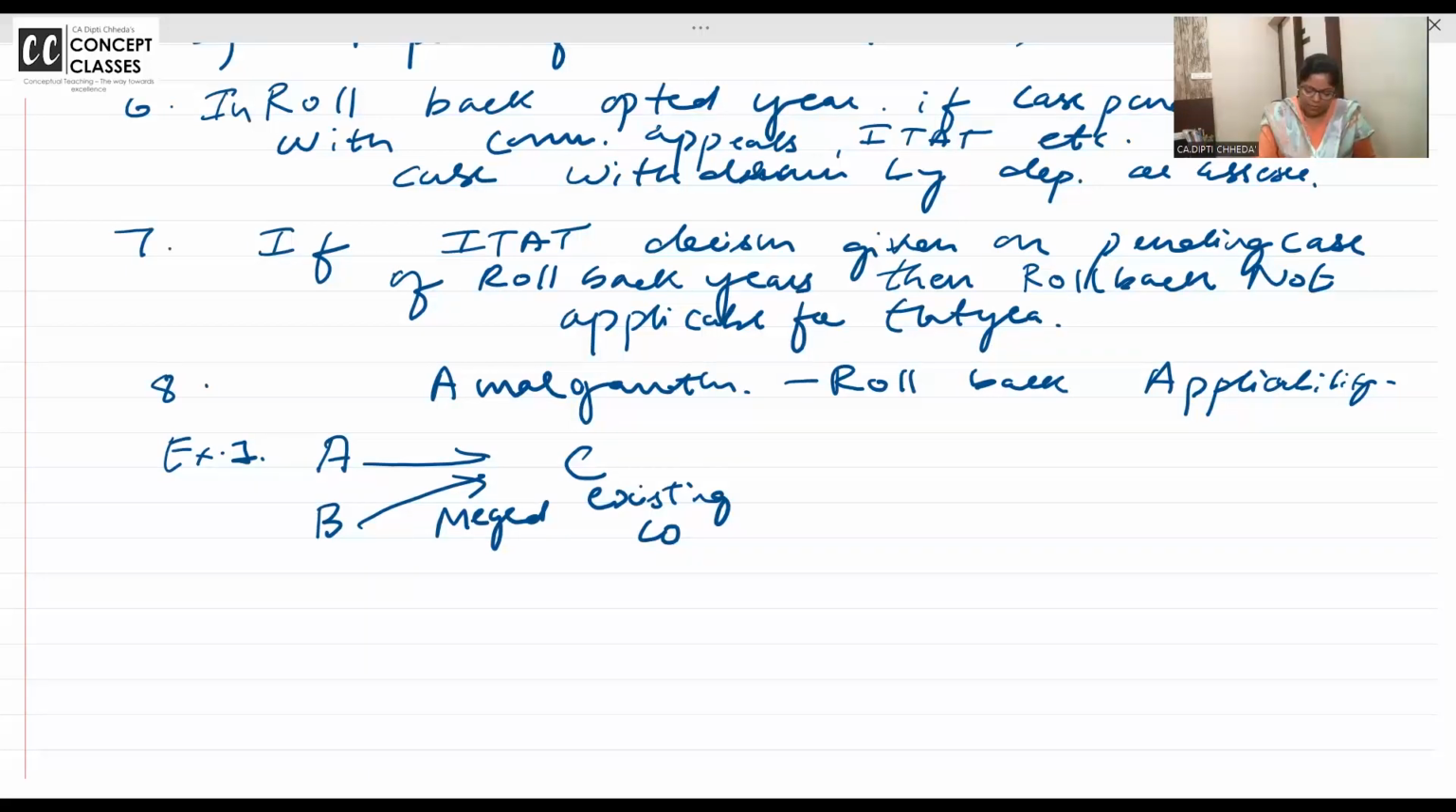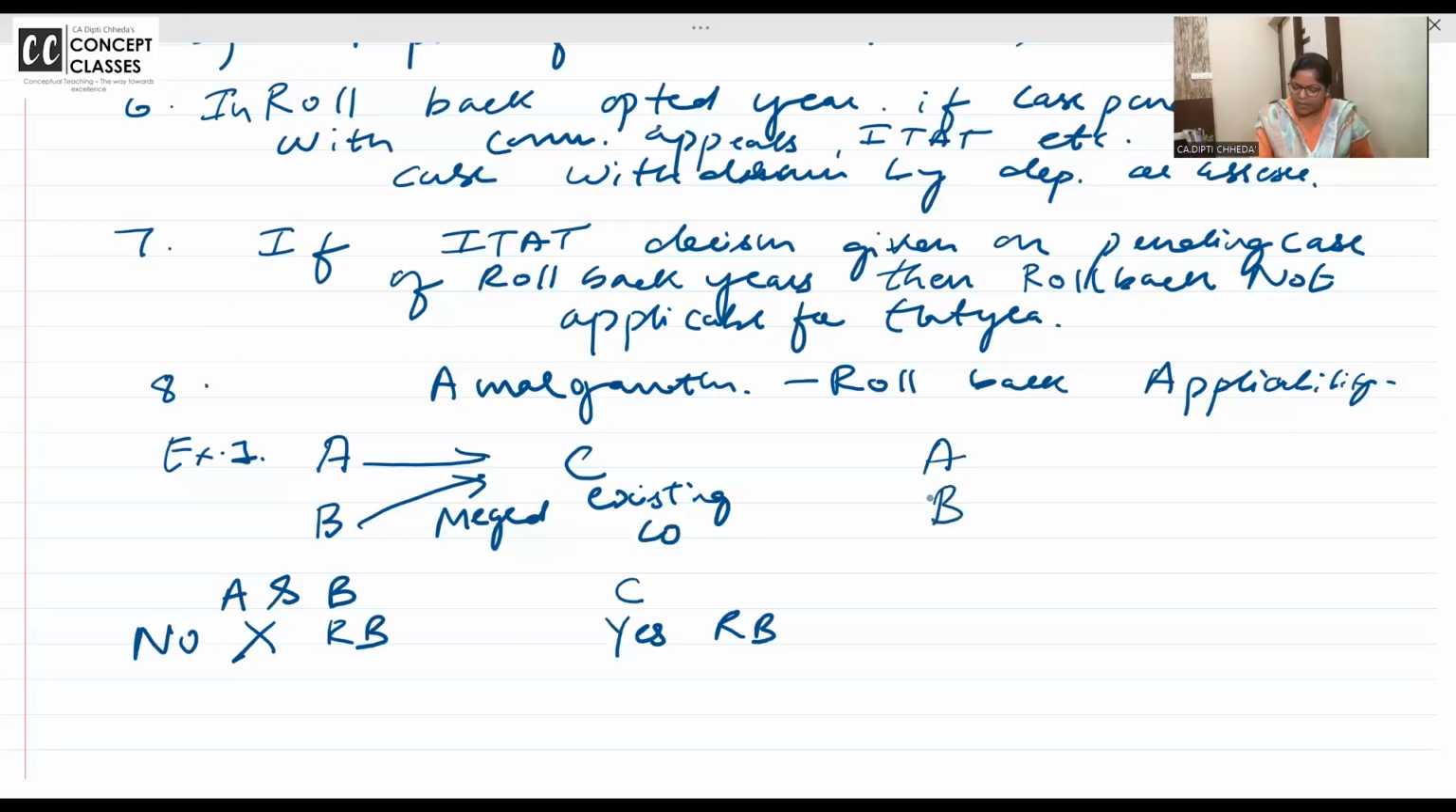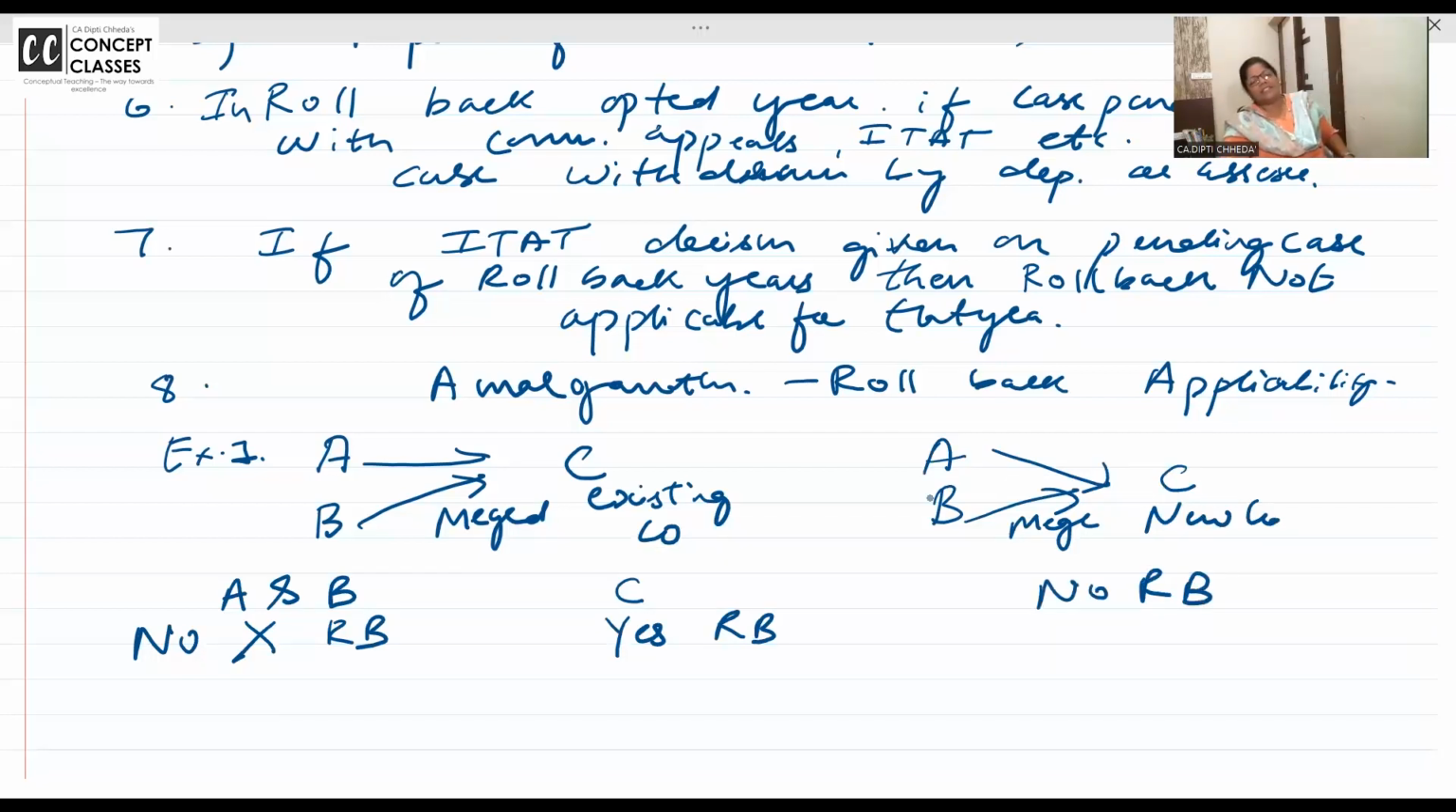Both are equal. So here A and B, no rollback. C, yes rollback, because it is an existing company. Now A and B are merging and forming a new company. C, new company, no rollback. No one can go for rollback because the company is not existing. Easy. Are you all following?